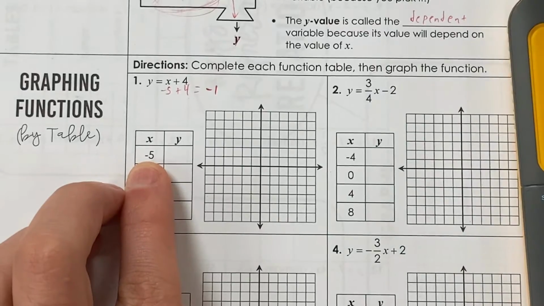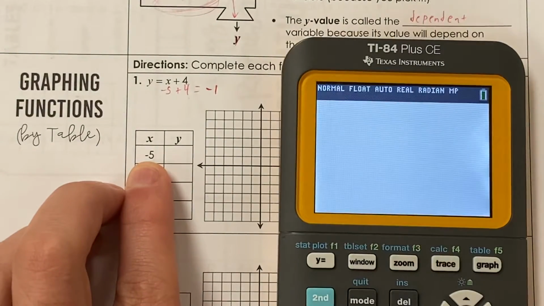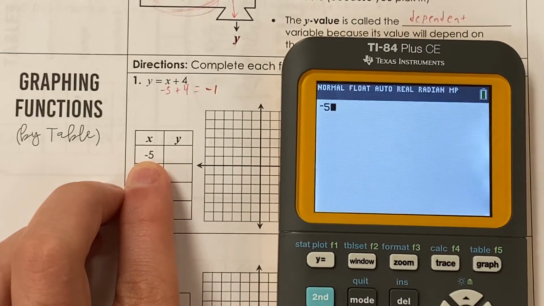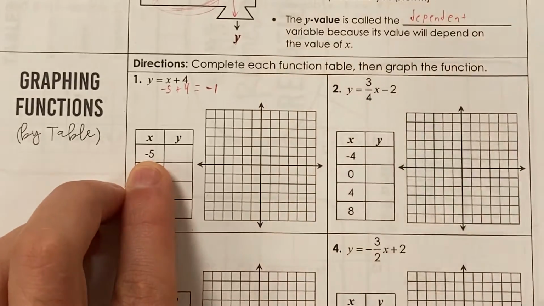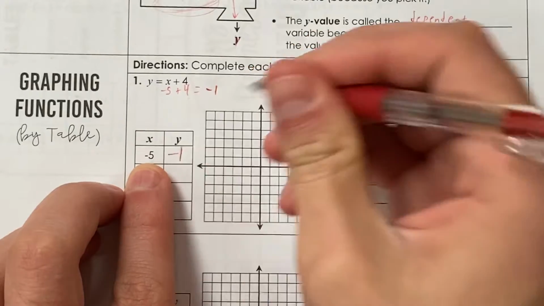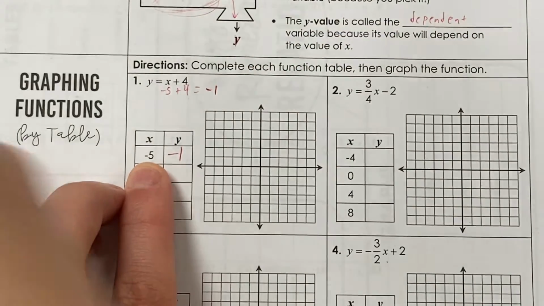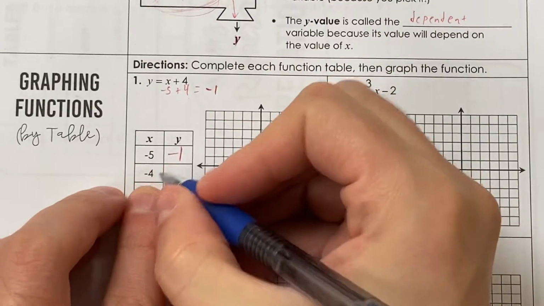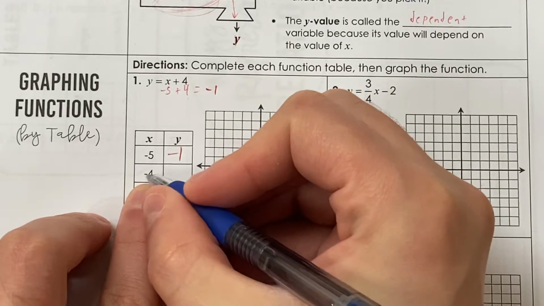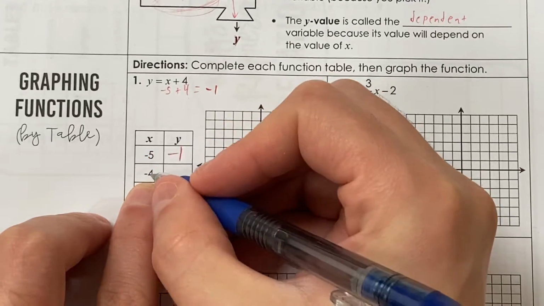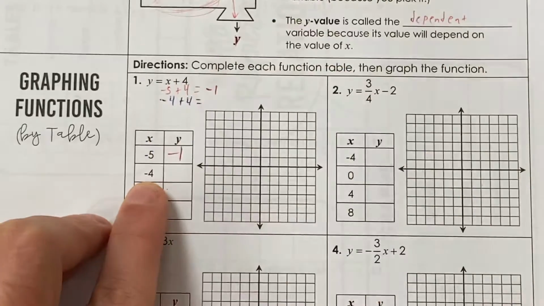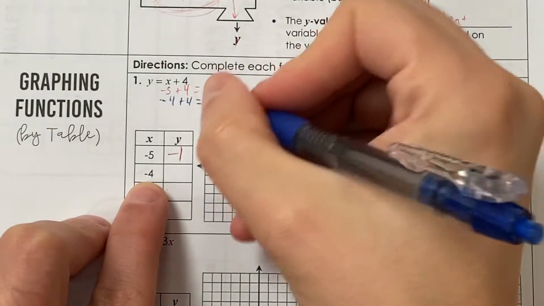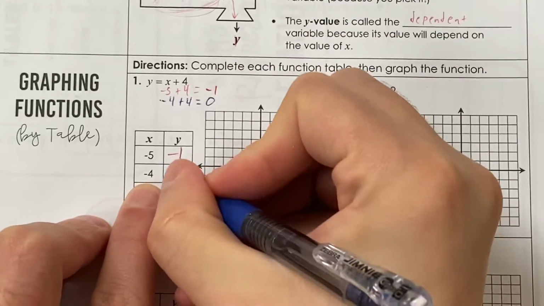You know, you can do it by hand. Hopefully you know that. But if not, you can always double check. -5 plus 4 is going to be -1. So -1 is what goes in here. And then you do it again, but this time it says use -4. So I'm going to say x is -4 plus 4. And -4 plus 4 is 0.